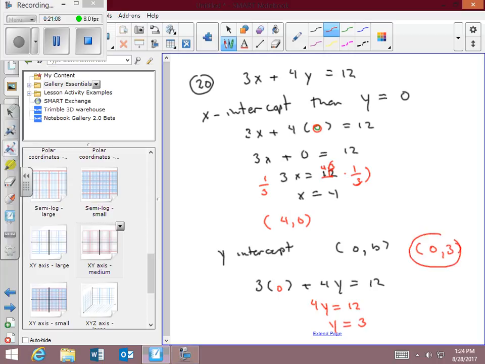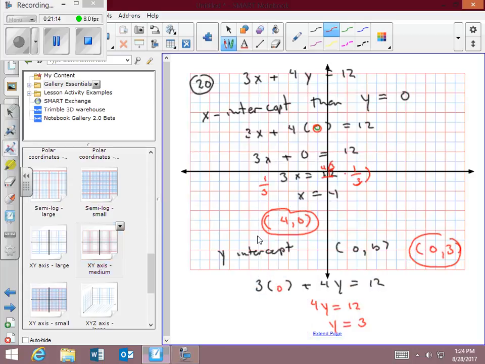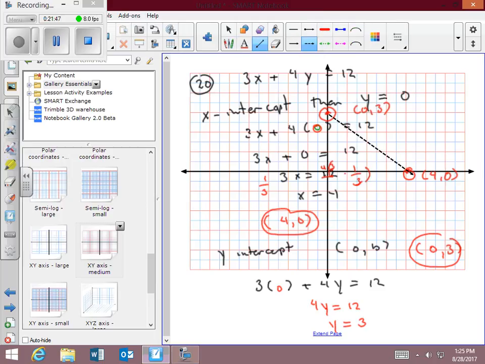So here's my y-intercept, here's my x-intercept. If I were to graph them, I would graph 4, 0, right here. If I were to graph my y-intercept, that would be 0, 3, right there. And now 2 points determine a straight line. I don't have a third point to verify it, but I could draw what? My straight line, just by using my x-intercept and my y-intercept.